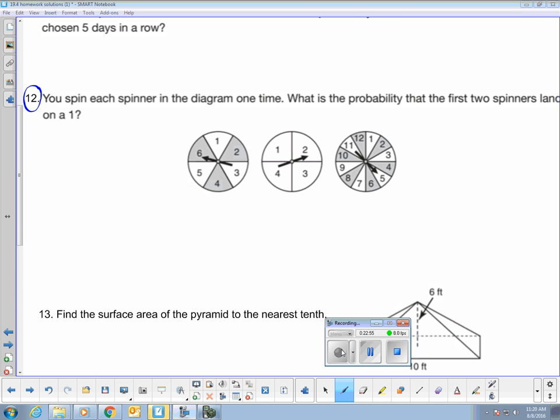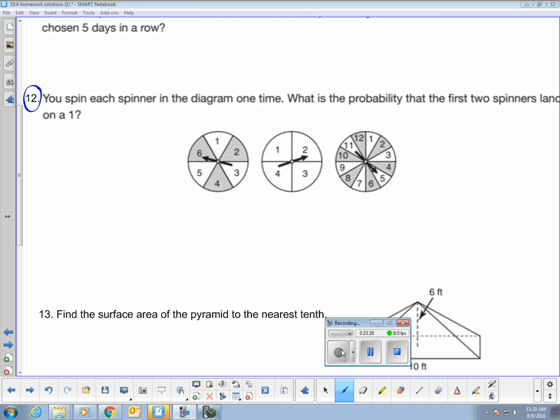All right, number 12 is saying you're going to spin each spinner one time, and they want to know the probability that just the first 2 spinners land on a 1. We don't care what the last one lands on, but we want the first 2 to land on a 1. So now we have to decide, is this an and or is this an or? So what I'm doing is I want to get a 1, and then I want to get a 1, and then I want to get anything. So we're going to use the and rule, a 1 and a 1, and then any number.